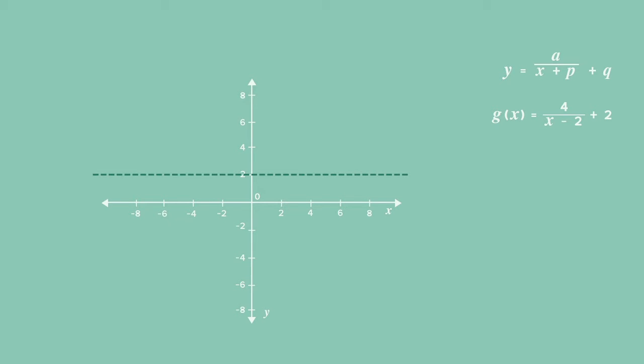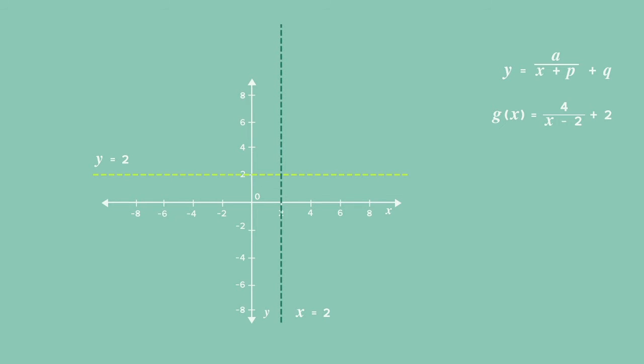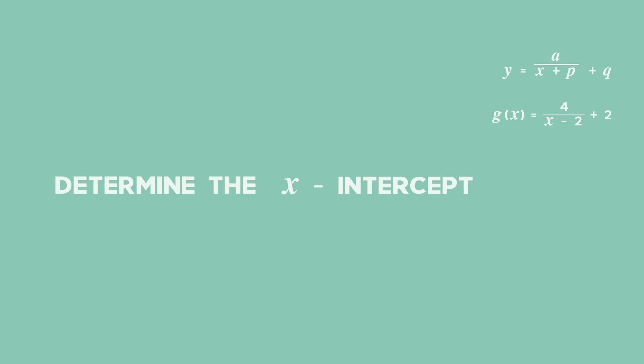y is equal to 2. Your x-asymptote is represented by a dotted line. x is equal to 2. Our graph will lie above the line y equals 2, and to the right of x is equal to 2 in quadrant 1, and below the line y is equal to 2, and to the left of the line x is equal to 2. Now, let's find the x-intercept and the y-intercept.